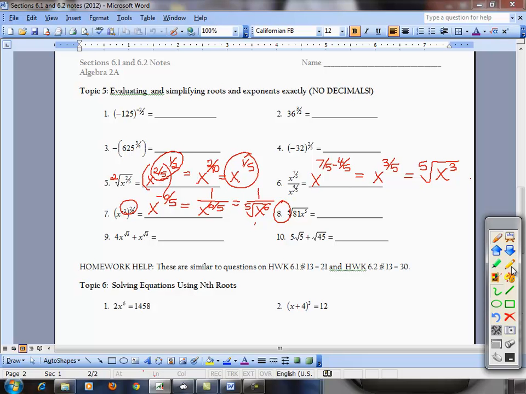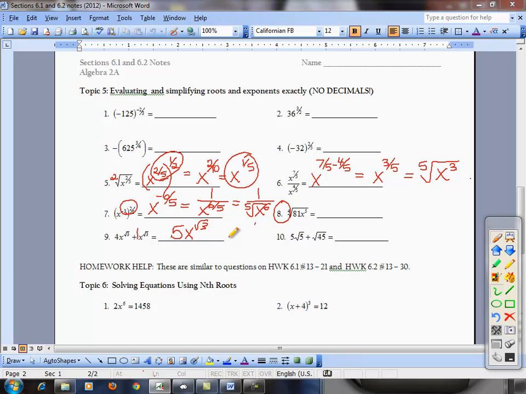You'll notice these are common terms, or like terms, because they have the same exponents. So there's 4 of those plus 1 of those makes 5 of those, x to the square root of 3. Pretty simple. In number 10, though, I can't add these together because I don't have a common square root.